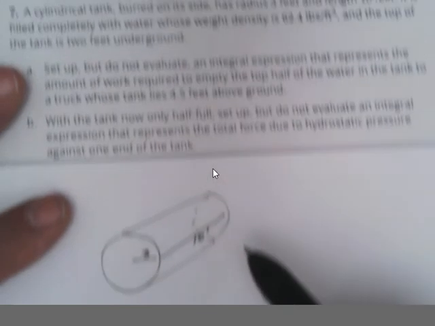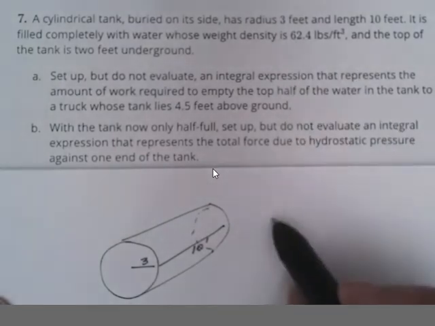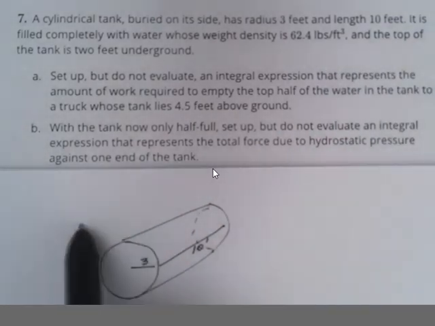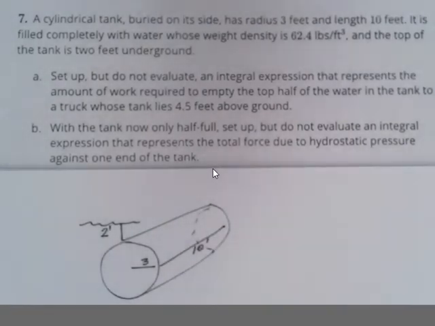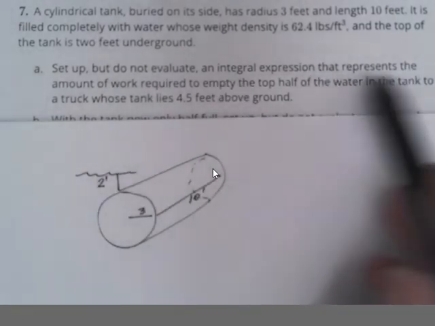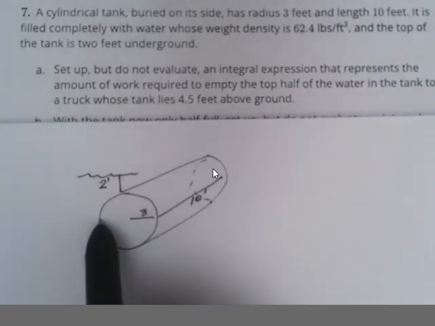It is completely, I'm going through the reading here, it is completely filled with water, and the water has the density, of course, of 62.4. And the top of the tank is 2 feet below ground, so the ground level is 2 feet higher. Set up, but do not evaluate, the integral expression that represents the amount of work required to empty the top part of the tank. So we're going to work in the top part, so we're going to do a slice here.